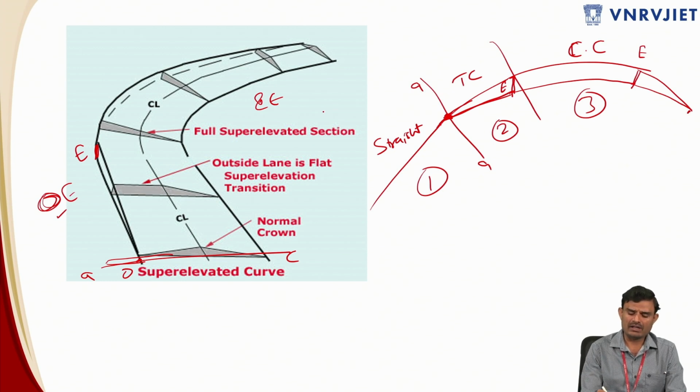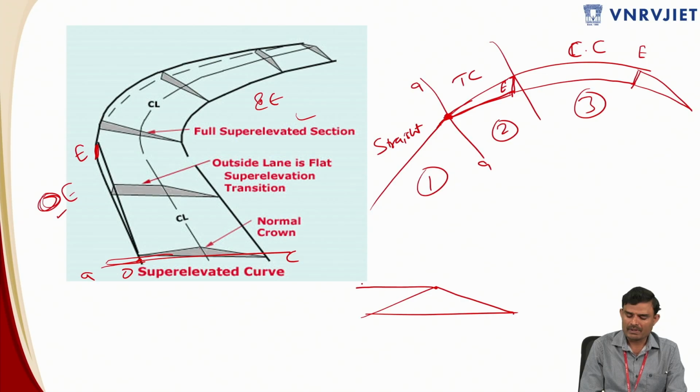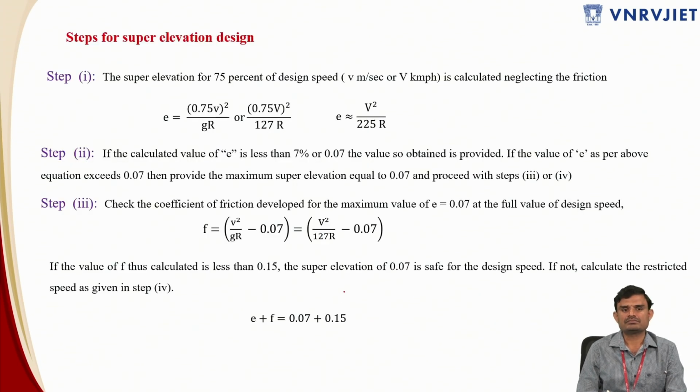So this is a full superelevated section. Here we have a camber, wherein the central portion is raised with respect to the edges, and by the time you reach somewhere in the middle, you bring the outer edge to the level of the camber. This is the outer edge, the outer lane is flat, a superelevated transition, and after that you introduce the full amount of superelevation in the central portion of the circular curve.